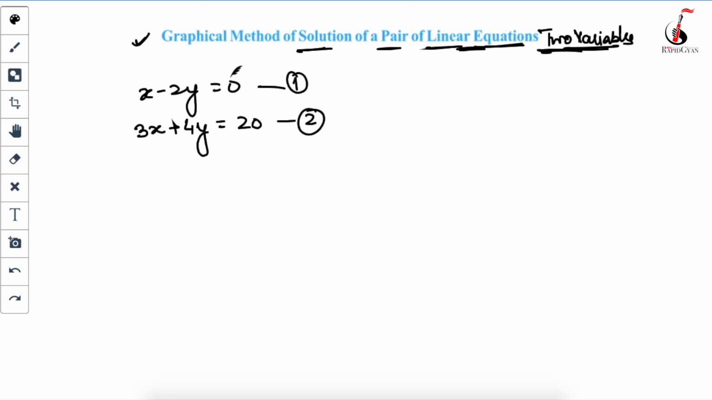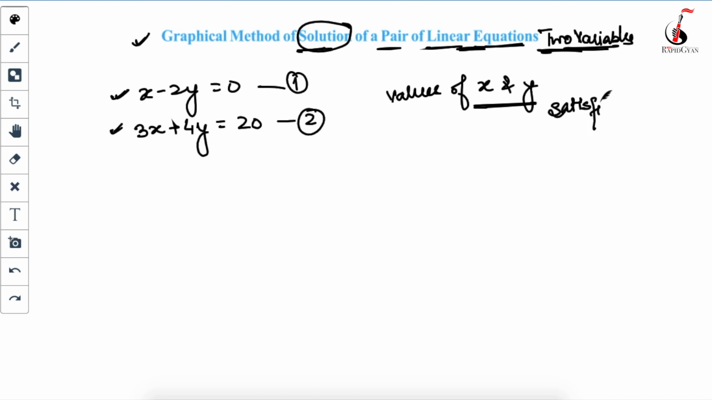So what do you mean by solution? Solution means you will have to find the values of x and y. The variables in these two equations are x and y, correct? It means you will have to find the values of x and y such that if you put those values in the equation, the equation is satisfied. This equation is satisfied means LHS becomes equal to RHS.